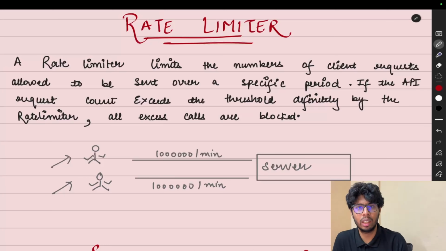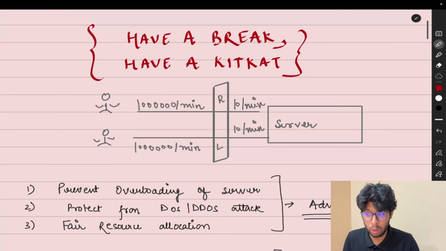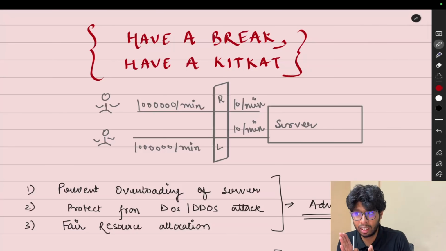So we need something in between as a barrier, as a wall, that can protect our server from all the overloading that happened on our server previously with these clients. So we need a barrier. So here the rate limiter comes into the role and saves our server. The rate limiter says to all the clients, have a break, have a KitKat, and now the rate limiter is acting as a wall here and saving our server.